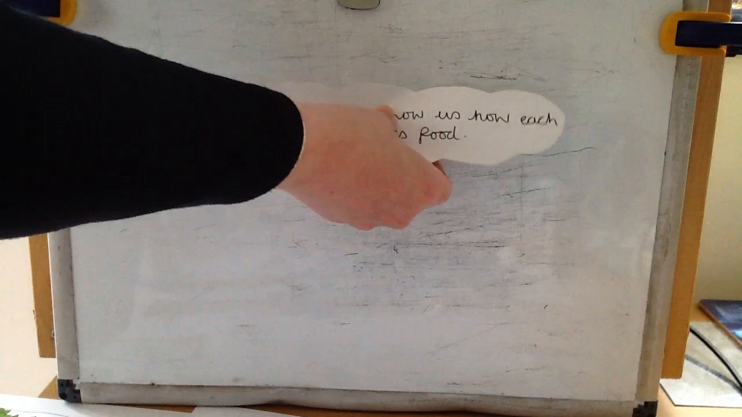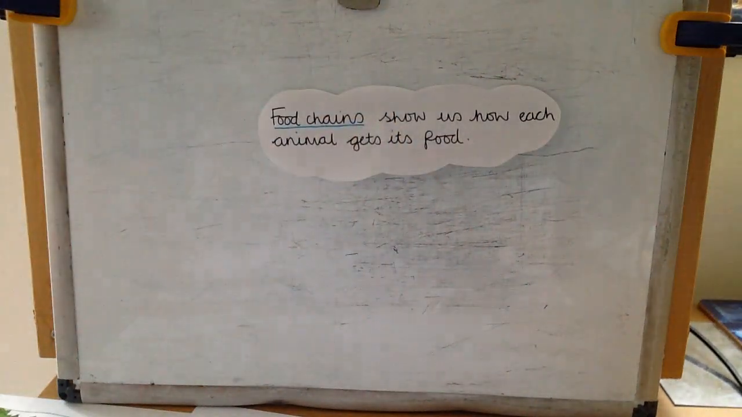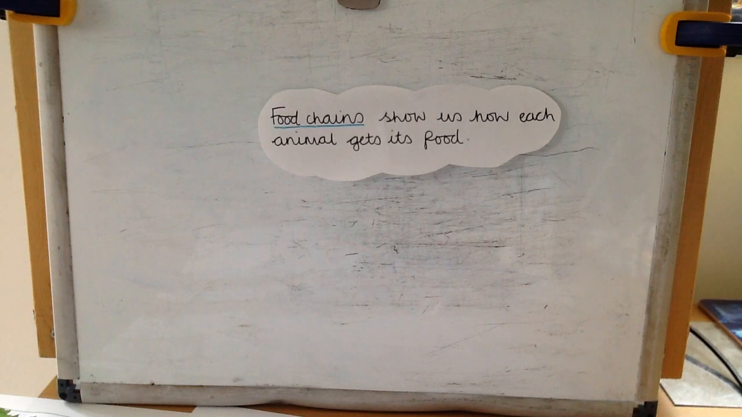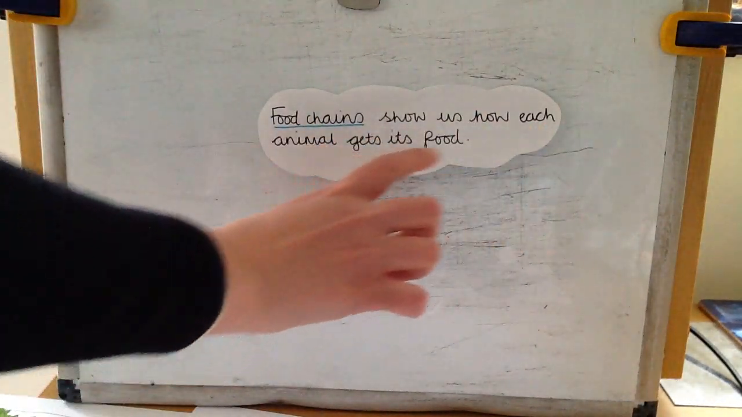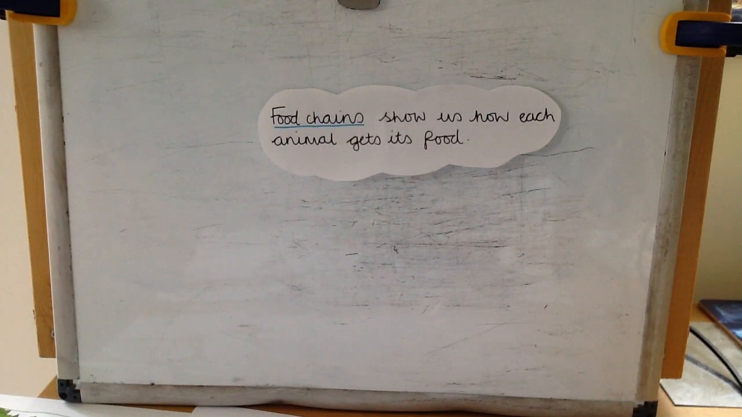Okay, a food chain shows us how each animal gets its food. My turn. A food chain shows us how each animal gets its food. I'll point to the words, you read the words, your turn. Fantastic. If you pause the video now, you can write that in your book.